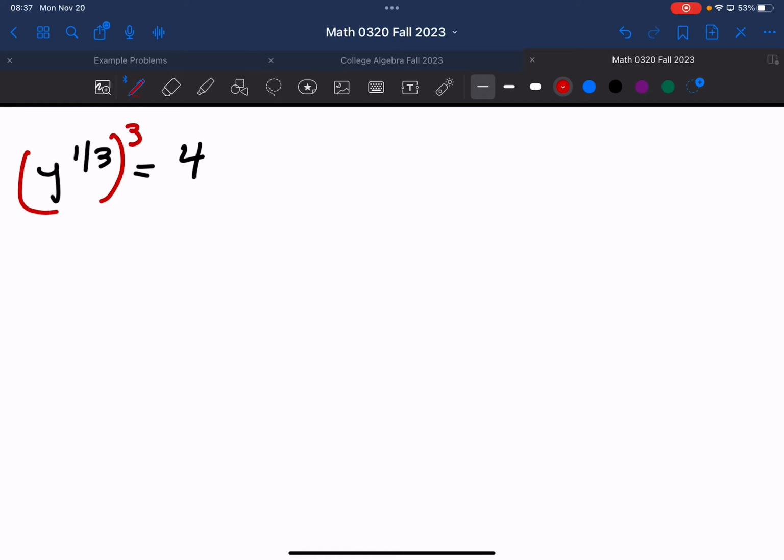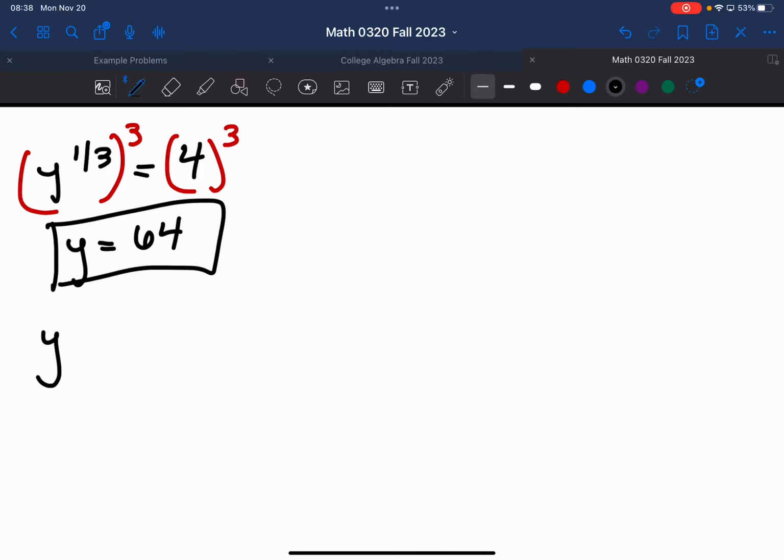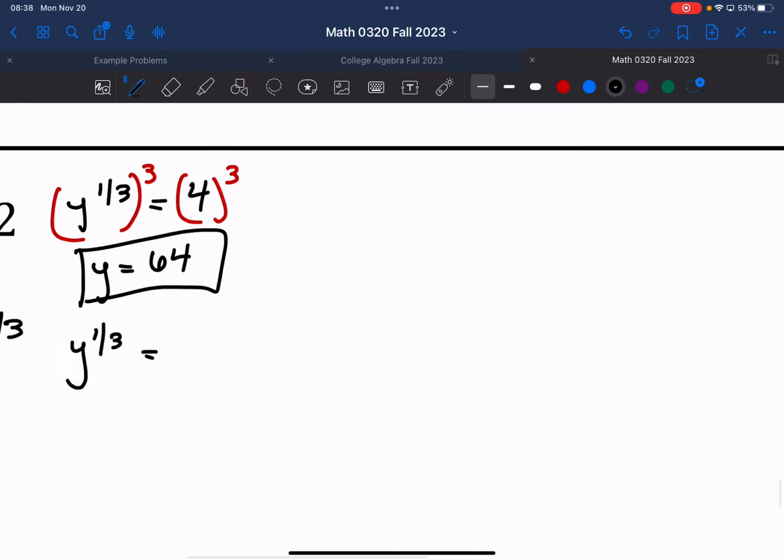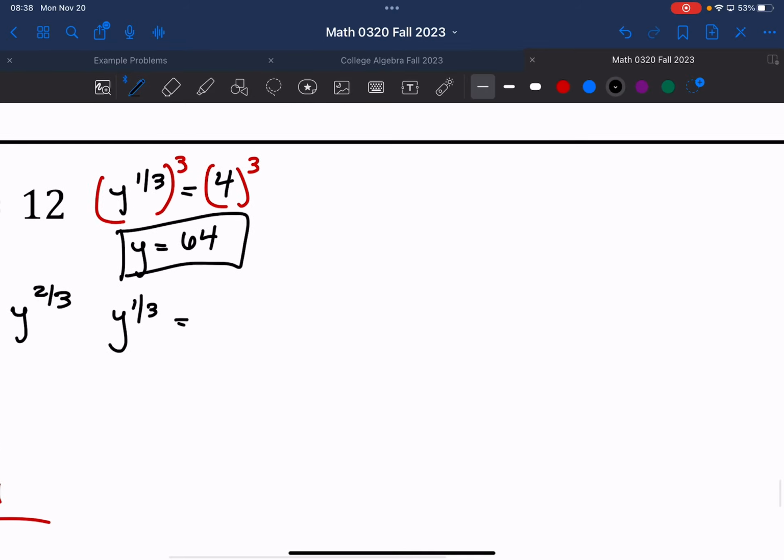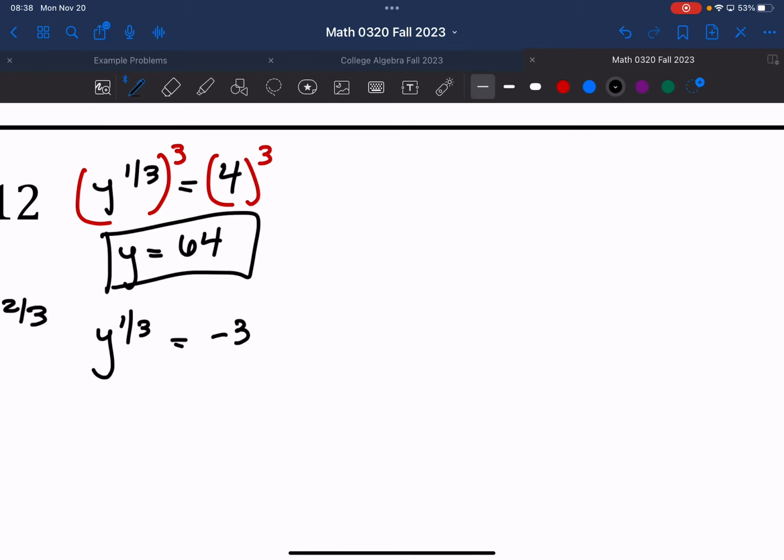Perfect, raised to the 3rd. So that means I get y is equal to 64. And then I have y to the 1/3 is equal to, what do we get? -3. Again, what am I raising both sides to? The power of 3, because 1/3 times 3 is 1, and we wanted that to cancel. So then I have y is equal to -27. Yeah, just make sure you plug that into your calculator.